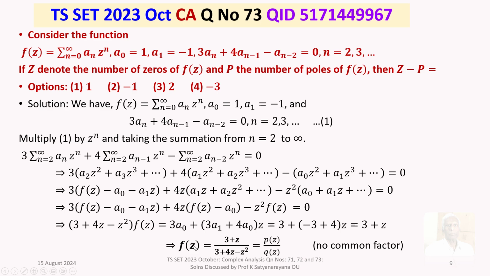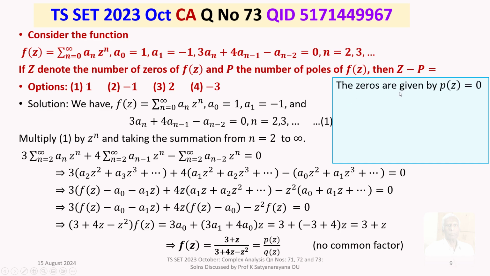And the poles are given by the zeros of the denominator, that is, q(z) = 0. q(z) is a polynomial of degree 2. Therefore, it will give rise to two values for that. Therefore, the number of poles will be 2. Right? So capital Z will be 1 and capital P, the number of poles, will be 2. So Z minus P will be minus 1. So the minus 1 appears against option 2. So that's your answer.